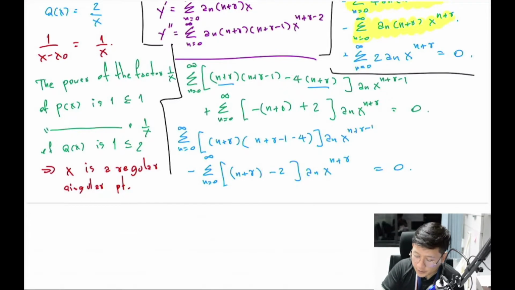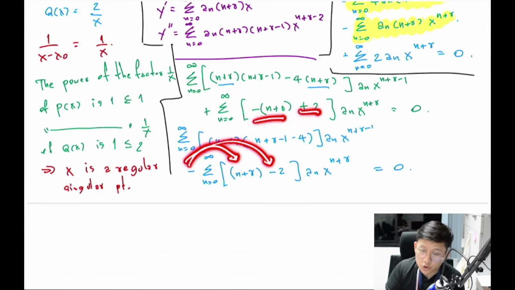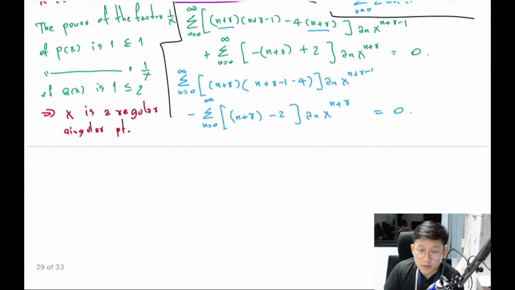Okay, guys, if I pull minus 1 out here, I need to change this to minus as well. Because if I push it back, there will be minus n plus r, and this would be plus 2 as expected. Okay, and then let me rearrange the terms a bit.